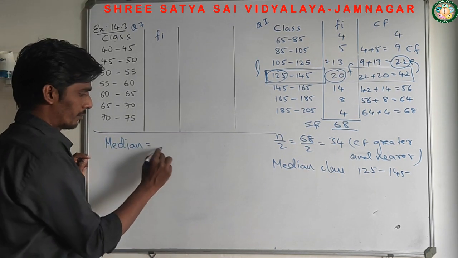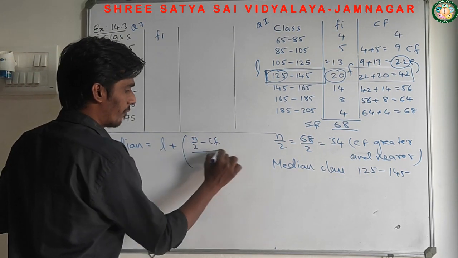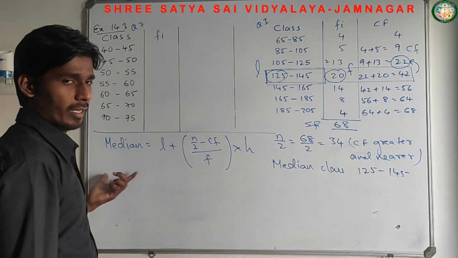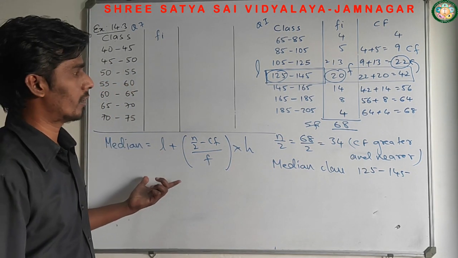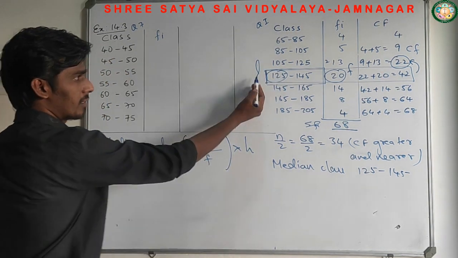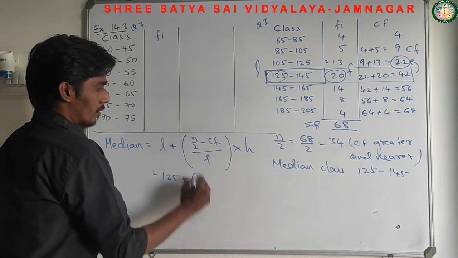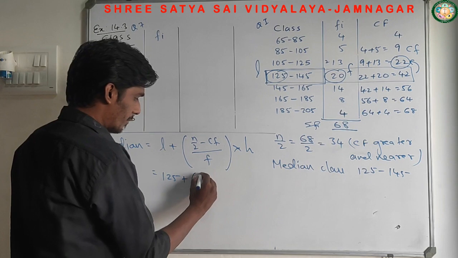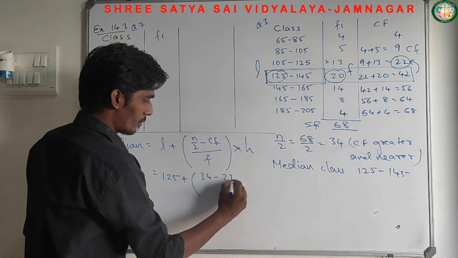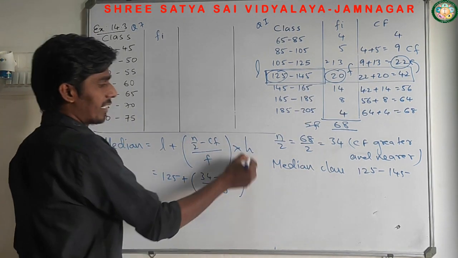Median is equal to L plus (n by 2 minus CF) upon F into class height. This is the formula to find the median of grouped data. Now we know all the values, so start replacing. What is L here? 125. N by 2 is already here, 34. Now CF is 22. F is 20. What is the class height?